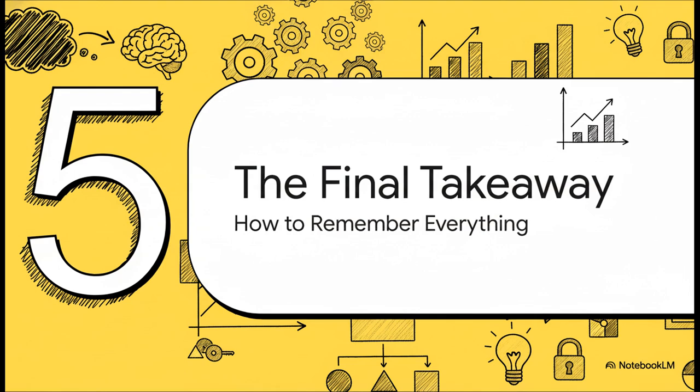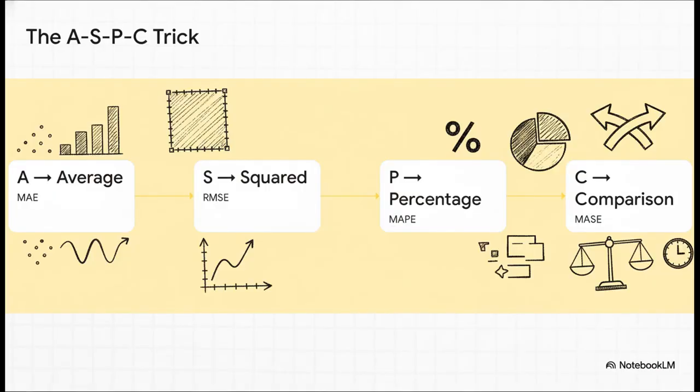Whew. Okay, we have covered a ton of ground. So what's the big takeaway here? And maybe more importantly, how in the world are you supposed to remember all of this when you actually need it? Don't worry, I've got a super simple memory trick for you. Just remember the letters A, S, P, C. A is for the average error, and that's our MAE. S is for the squared error, which is our strict judge, RMSE. P is for percentage error, that's MAPE. And C is for the comparison metric, our reality check, MASE. ASPC. You'll never forget them now.